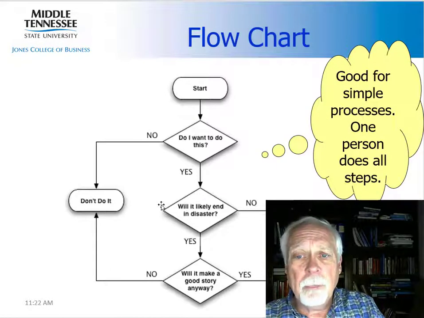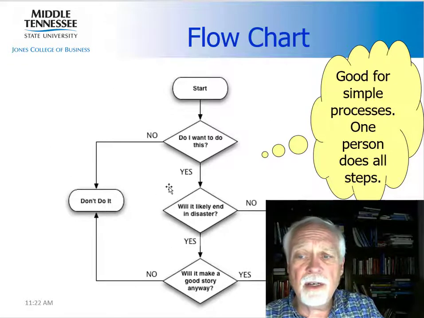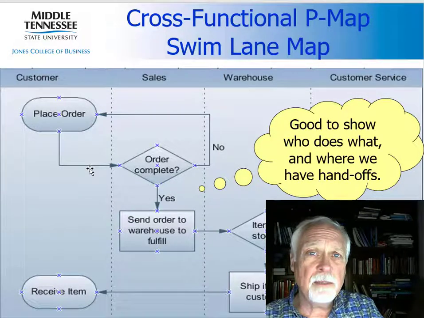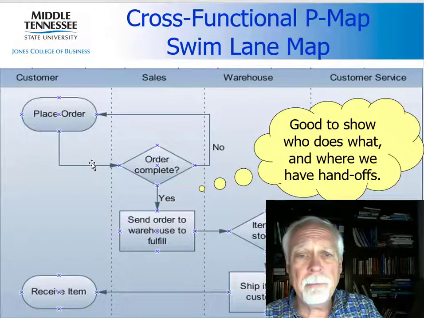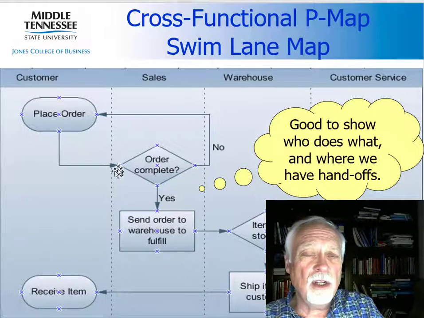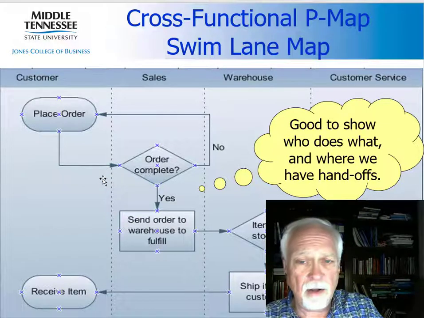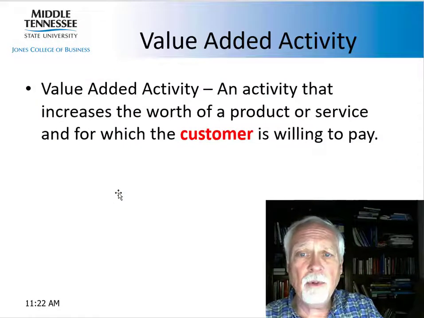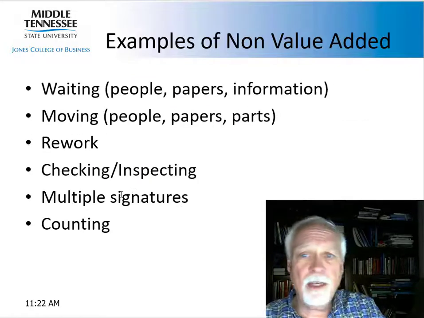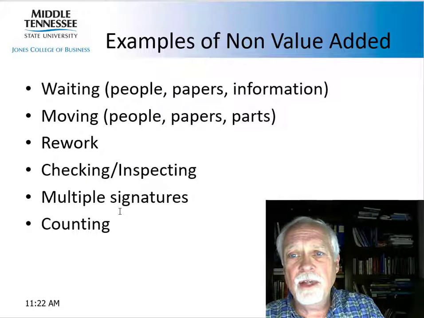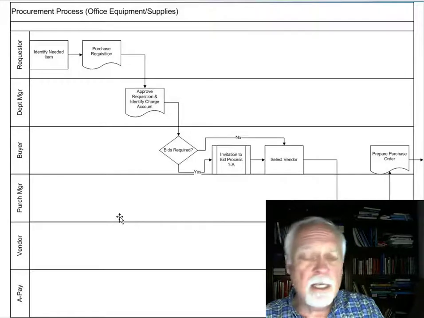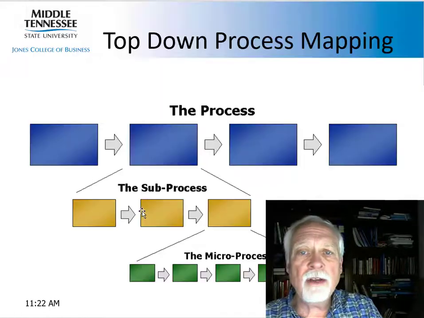This simple flowchart is good if one person does all the steps, but if we're handing off, then we use a cross-functional process map, sometimes called a deployment chart or a swim lane map. We'll usually call it a swim lane map. And the beauty of this is that a lot of the delays and errors happen when you have handoffs, and so this swim lane map will show you that. If we can map the value added, then that's another way that we use process mapping, and there are a number of examples of non-value added provided there. Here's another example of the swim lane map, and we have all these handoffs.